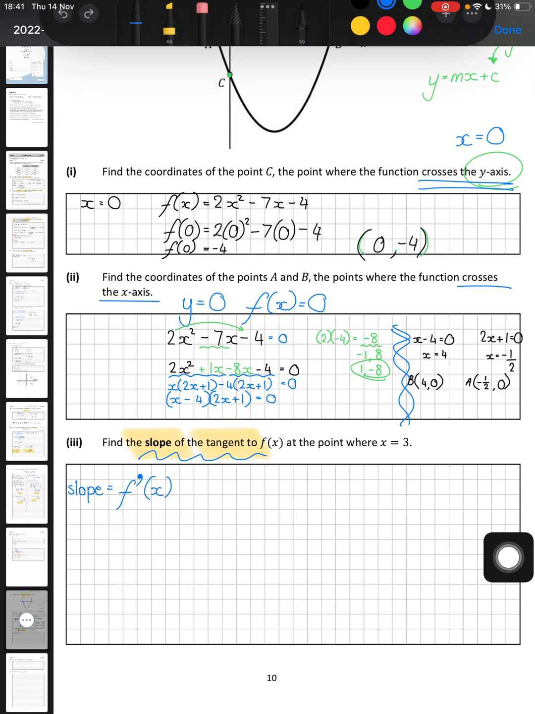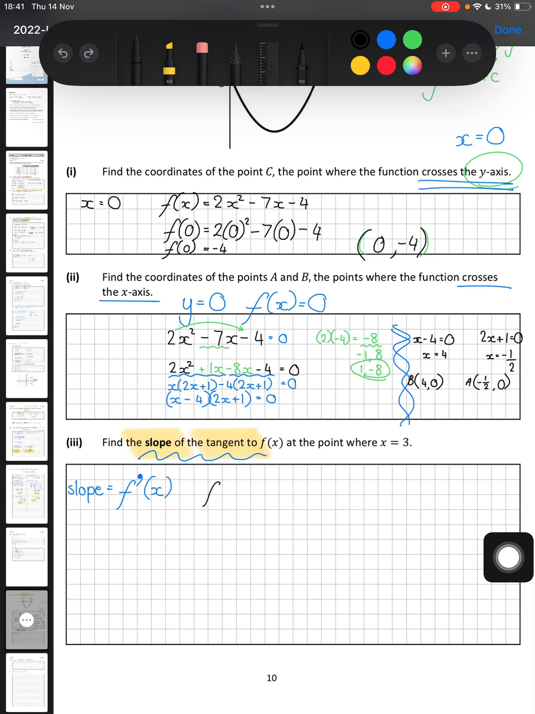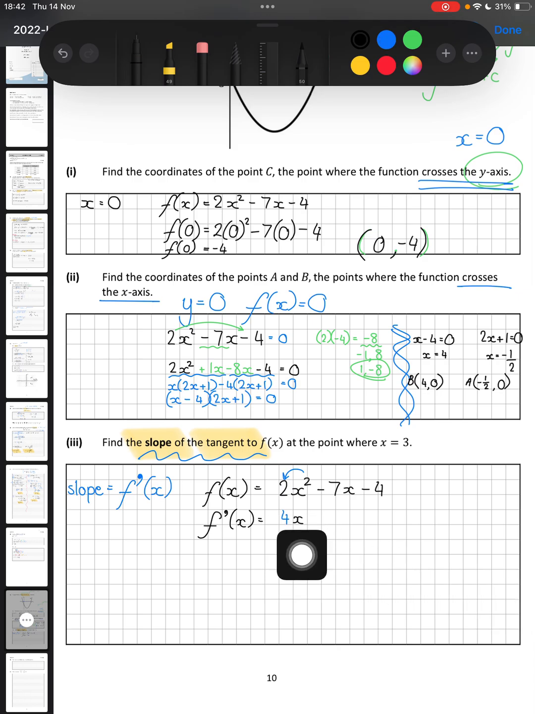So I need to get the first derivative. So what I'm going to do is I'm going to write down my function first. So f of x is equal to, just so that I don't get confused in my next line. Okay, so f of x is equal to 2x squared minus 7x minus 4. Okay, and then that way f dash of x. Okay, and remember our rule is multiply by the power and then reduce the power by 1. Okay, so multiply by the power and reduce the power by 1. So x to the power of 1 or just x.